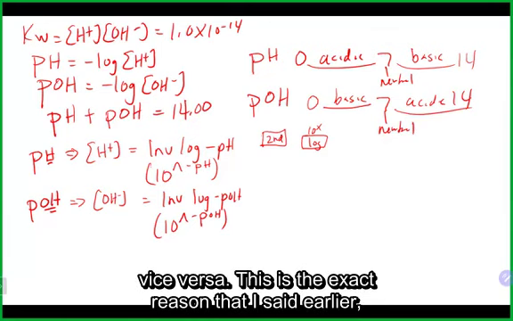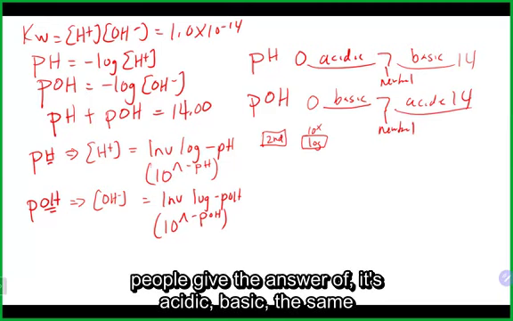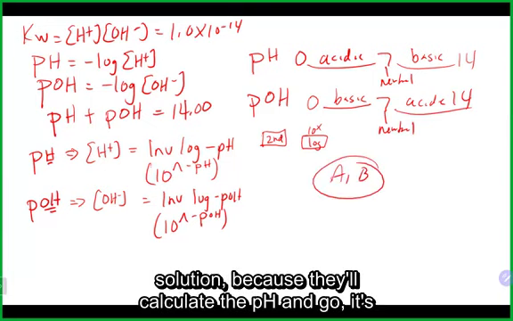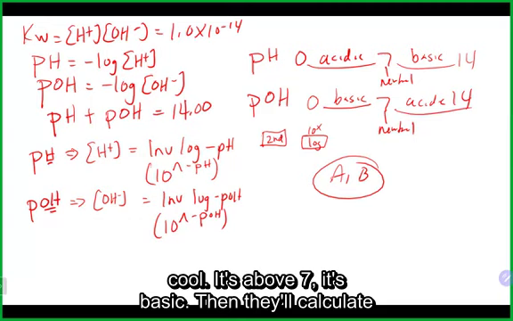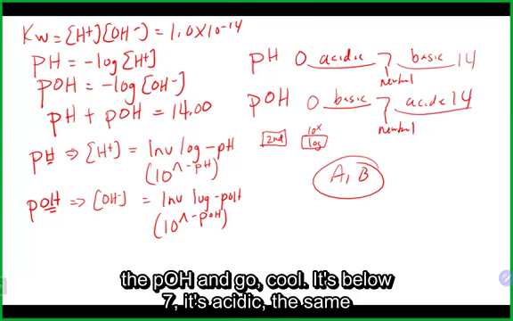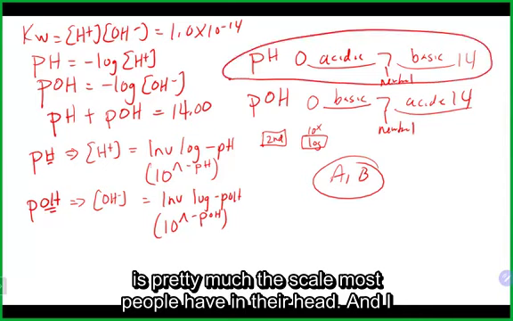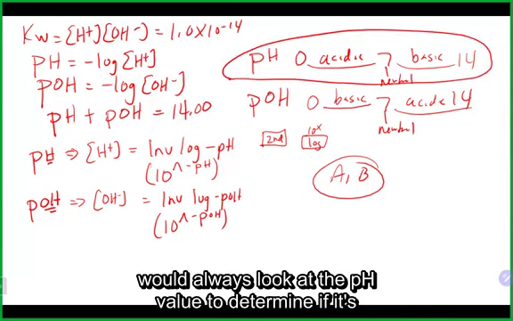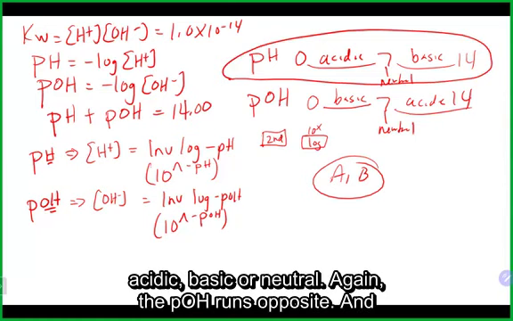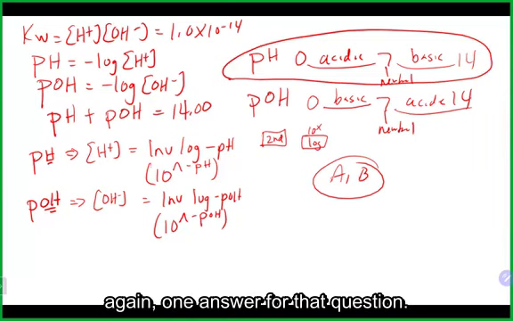This is the exact reason that I said earlier. People give the answer of it's acidic, basic, the same solution, because they'll calculate the pH and go, it's cool, it's above 7, it's basic. Then they'll calculate the POH and go, cool, it's below 7, it's acidic, the same solution. So do not do that. They run opposite. The pH scale is pretty much the scale most people have in their head. And I would always look at the pH value to determine if it's acidic, basic, or neutral. Again, the POH runs opposite. And again, one answer for that question.